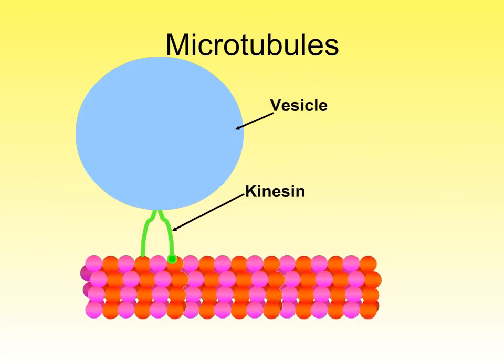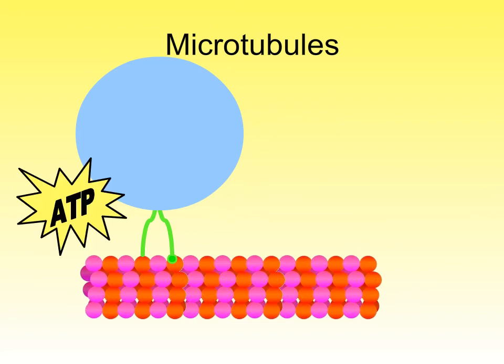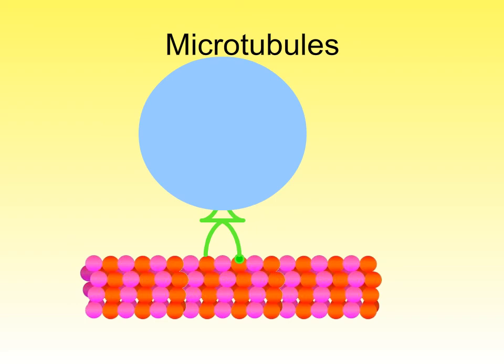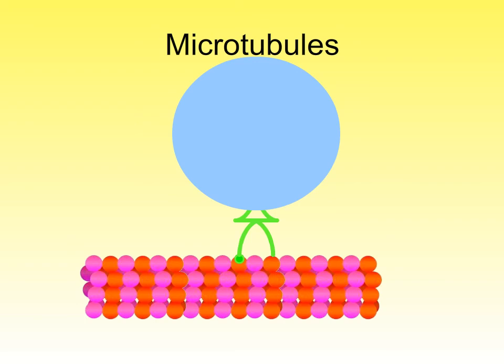Here's a vesicle with a motor protein called kinesin attached, and here's the microtubule. Since it is composed of two different types of tubulin, the dimers are arranged in a specific pattern. This gives the microtubule different ends, the plus end and the minus end. When ATP phosphorylates kinesin, the kinesin changes shape, rotating one head of the kinesin towards the plus end of the microtubule. And each time the kinesin is phosphorylated, the other head is rotated, moving the kinesin with its vesicle cargo along the microtubules.